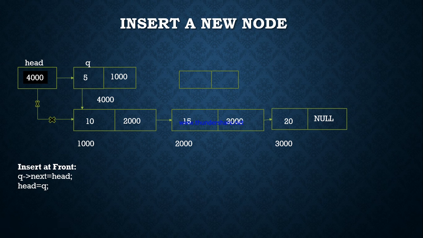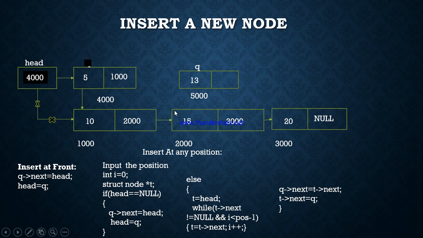Suppose this is a node, we have created memory location for, now this is the q new node, and we want to create the memory at the location 5000. Now we want to insert element, our element is 13, so 13 is inserted in this node which is created on 5000 location. Now what will be our logic? We want to insert this node after 10 and before 15. Okay, so what will be our logic?